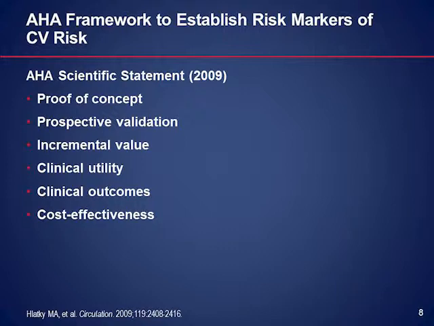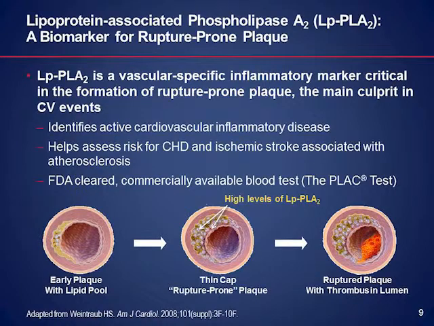And so when we evaluate something like Lp-PLA2, for instance, we need to go through each of these steps from an American Heart Association standpoint in order to determine whether or not it meets the criteria in order to become a true risk marker. When we look at lipoprotein-associated phospholipase A2, it is clearly a biomarker for rupture-prone plaque. Lp-PLA2 is a vascular-specific inflammatory marker, and it is absolutely critical in the formation of rupture-prone plaque.